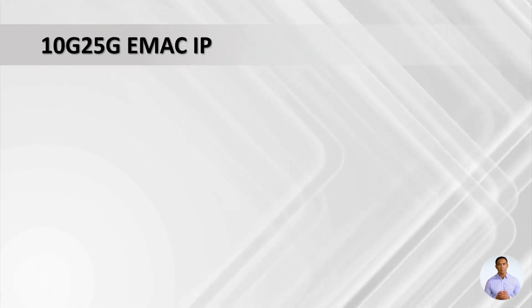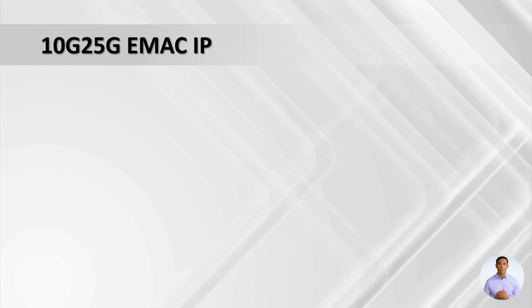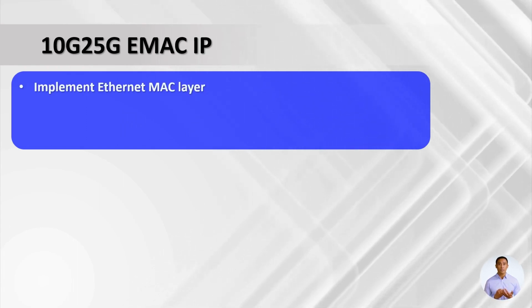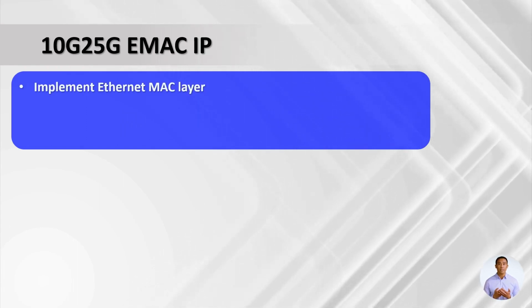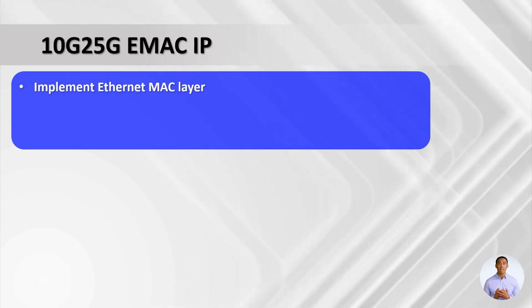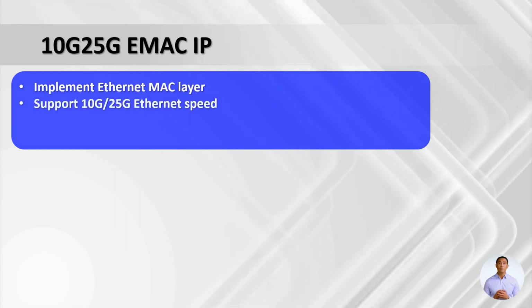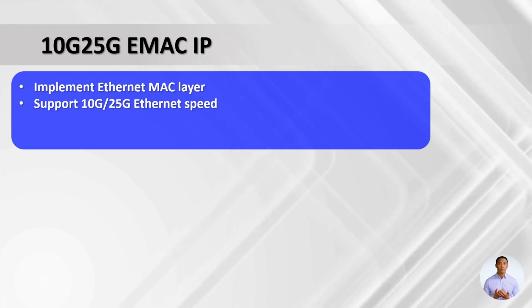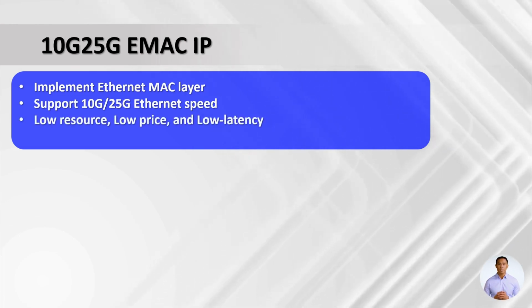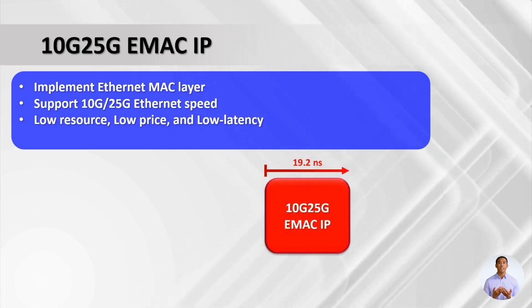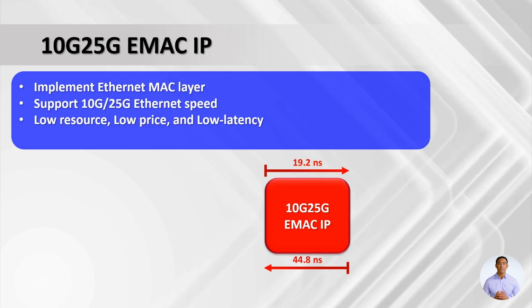Let's take a look at the first IP core we mentioned, the 10G25G EMAC IP core. This IP core is responsible for implementing the Ethernet MAC layer and connects to the PCS logic via a 64-bit XGMII interface. The versatility of the 10G25G EMAC IP core comes from its ability to support both 10G and 25G Ethernet speeds by simply changing the PCS logic. It was specifically designed for low latency applications, boasting an impressive transmit latency time of just 19.2 nanosecond and a receive latency time of 44.8 nanosecond.